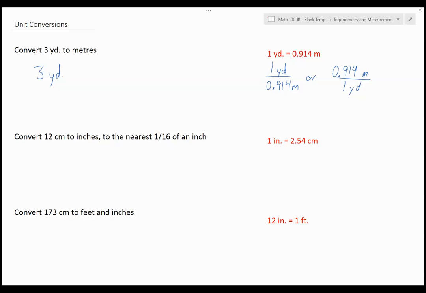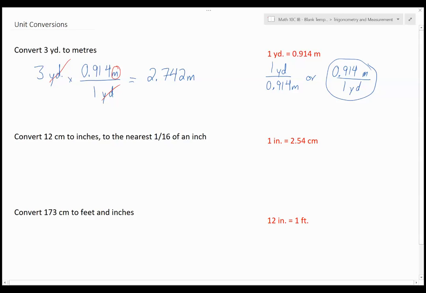So looking at 3 yards, I want to cancel out yards and replace it with meters, which means I need to use this second fraction. So I'm going to multiply by 0.914 meters over 1 yard. What this means is that my yard measurement will cancel out, and what is left is just meters. And when I multiply 3 times 0.914, what I get is 2.742 meters. So that is the conversion.